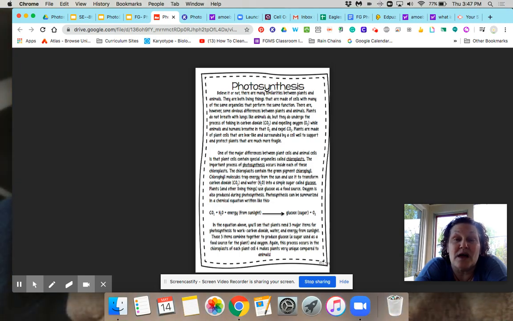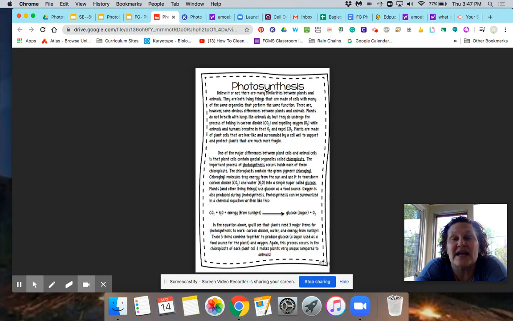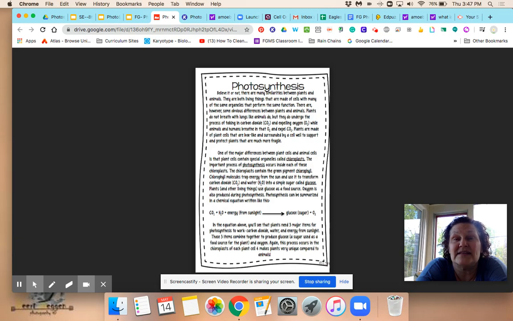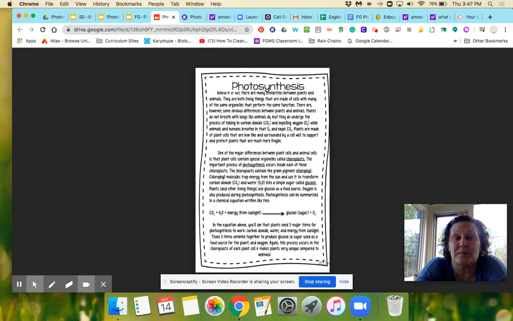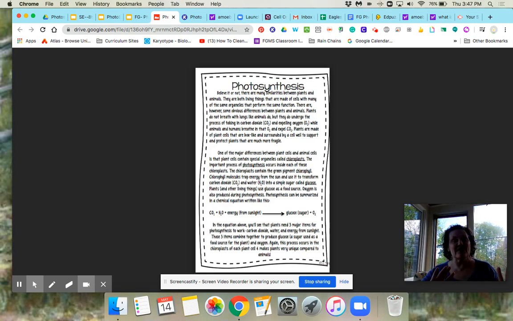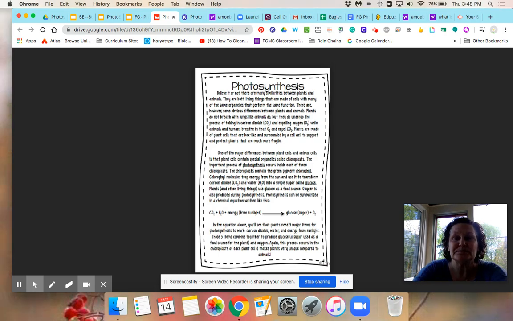Plants do not breathe with lungs like animals do, but they do undergo the process of taking in carbon dioxide, which we use CO2 as shorthand. So, very often you'll hear it called CO2 and oxygen gas or O2. So, the plants take in carbon dioxide and they expel or give off oxygen. Okay. Well, humans and animals breathe in that oxygen gas and they expel CO2. So we breathe in oxygen, we give out carbon dioxide. Plants take in carbon dioxide, they give off oxygen.